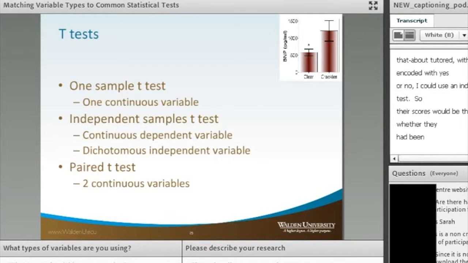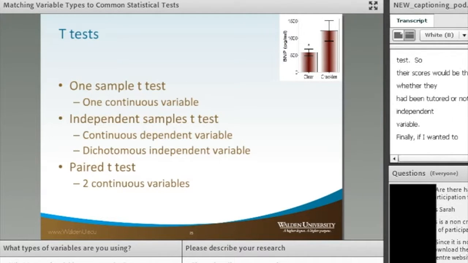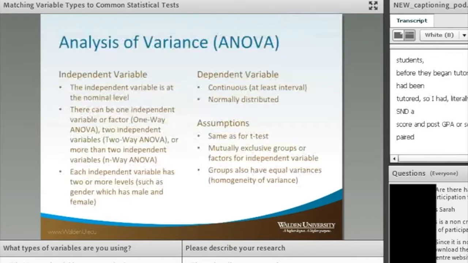independent variable. Finally, if I wanted to compare the GPA of students before they began tutoring and after they had been tutored, so I had literally a pre-tutoring GPA or score and a post GPA or score, then I could use a paired samples t-test.